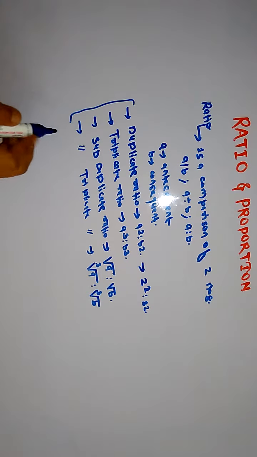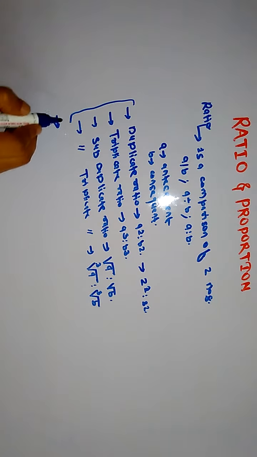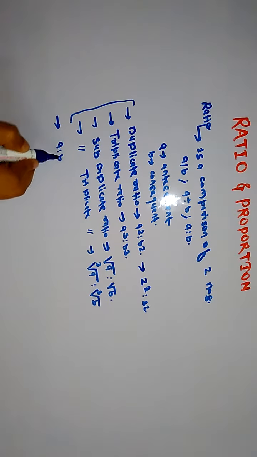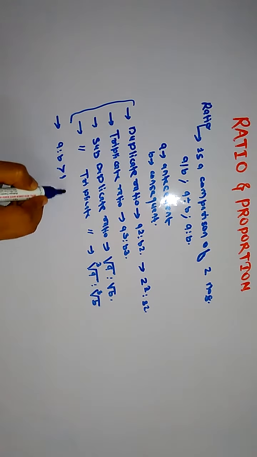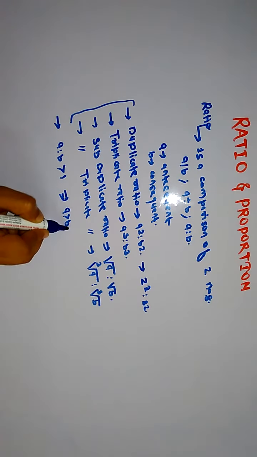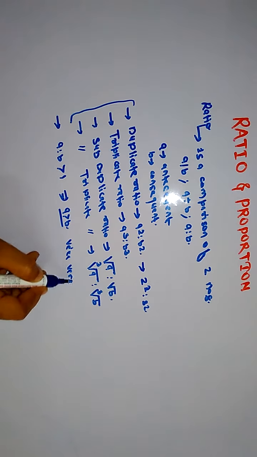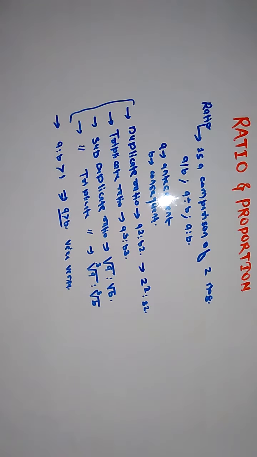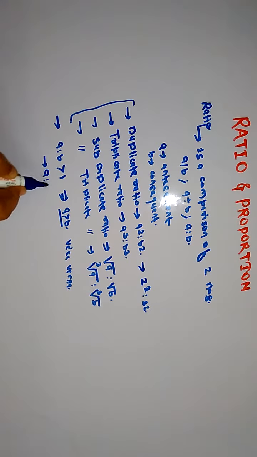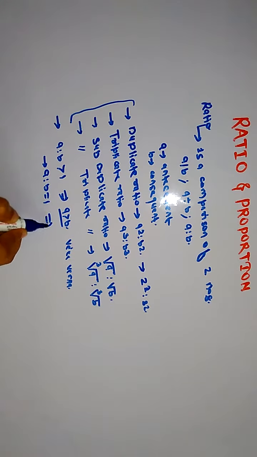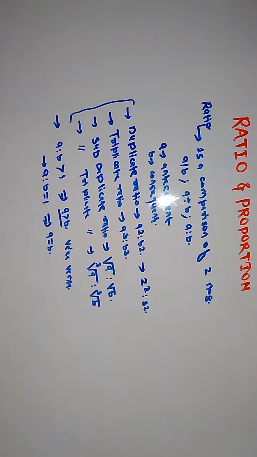Some characteristics: if a is to b is greater than 1, it implies a is greater than b, and vice versa. If b is to a is greater than 1, then b is greater than a. And if it is given that a is to b equals 1, it means a equals b. These are some basic things you should know about ratio.